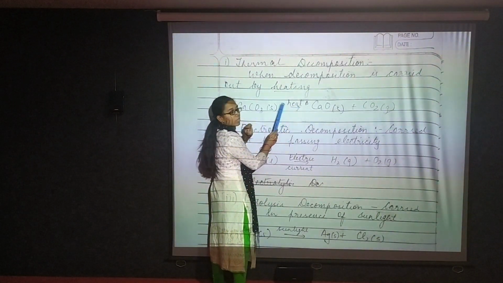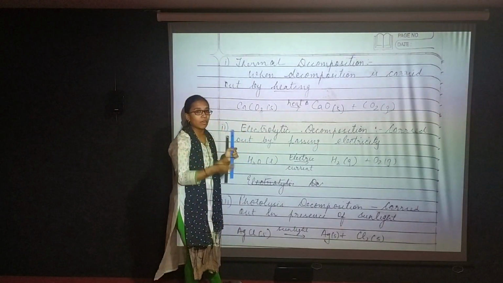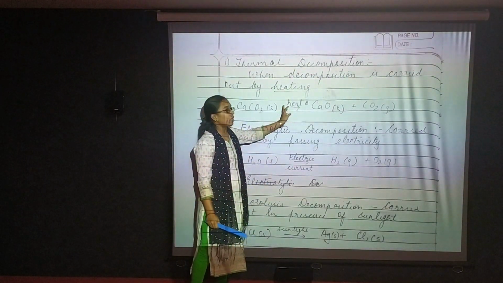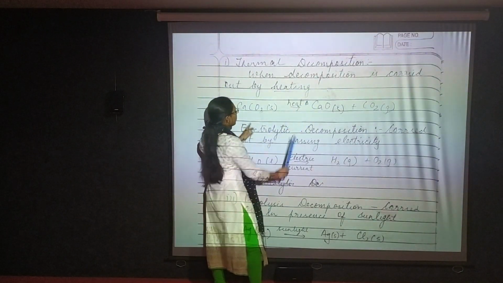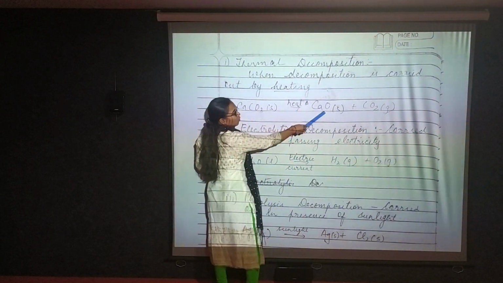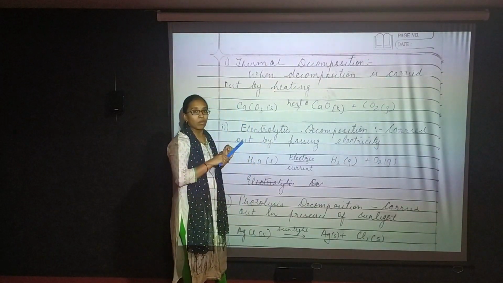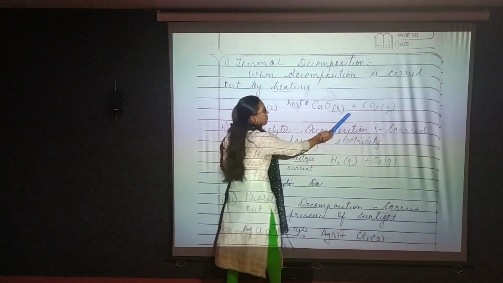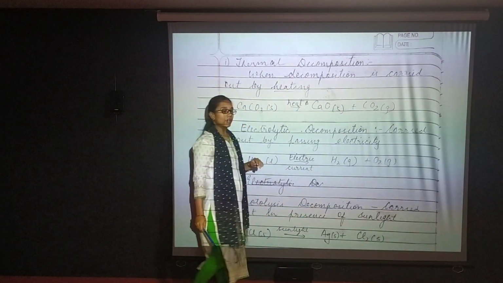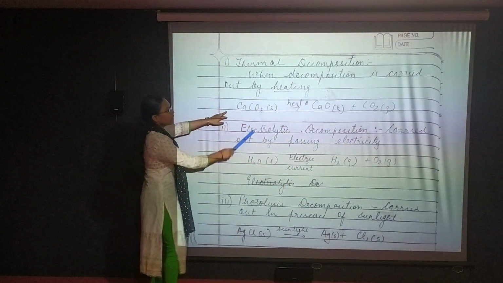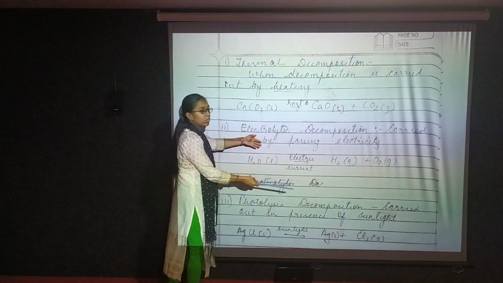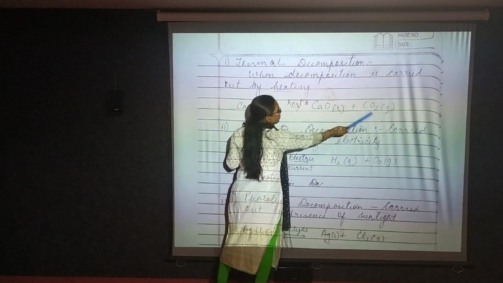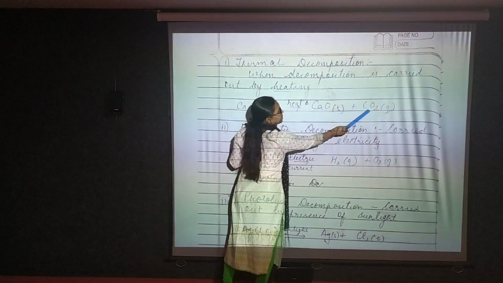So as I told you, whenever you are heating anything, you have to write it on the upside of the arrow. Heat or delta sign, you will get CaO. What was CaO? Calcium oxide. This is solid, plus CO2 in the gaseous form. So here we have calcium carbonate. It splits into two different compounds, that is CaO and CO2.